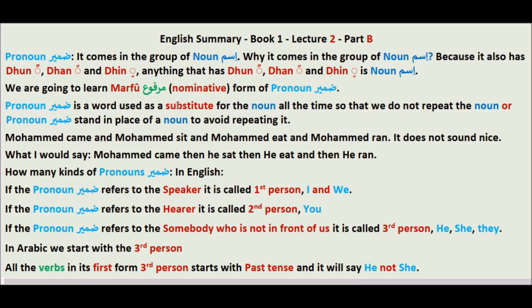Pronoun is a word used as a substitute for the noun, so that we don't repeat the noun. All pronouns stand in place of a noun to avoid repeating it. Muhammad came, Muhammad said, Muhammad ate, and Muhammad ran. It does not sound nice. We would say, Muhammad came, then he said, then he ate, and then he ran.